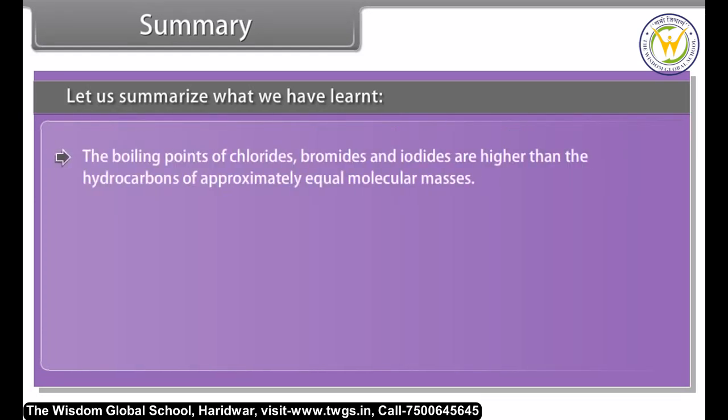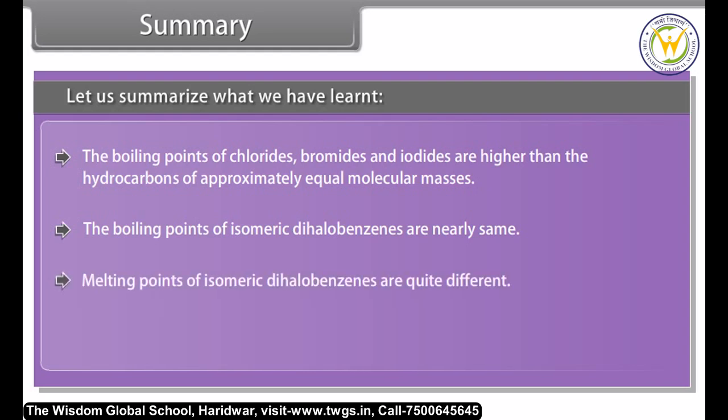The boiling points of chlorides, bromides and iodides are higher than the hydrocarbons of approximately equal molecular masses. The boiling points of isomeric dihalobenzenes are nearly the same. The melting points of isomeric dihalobenzenes are quite different. The haloalkanes are only slightly soluble in water.